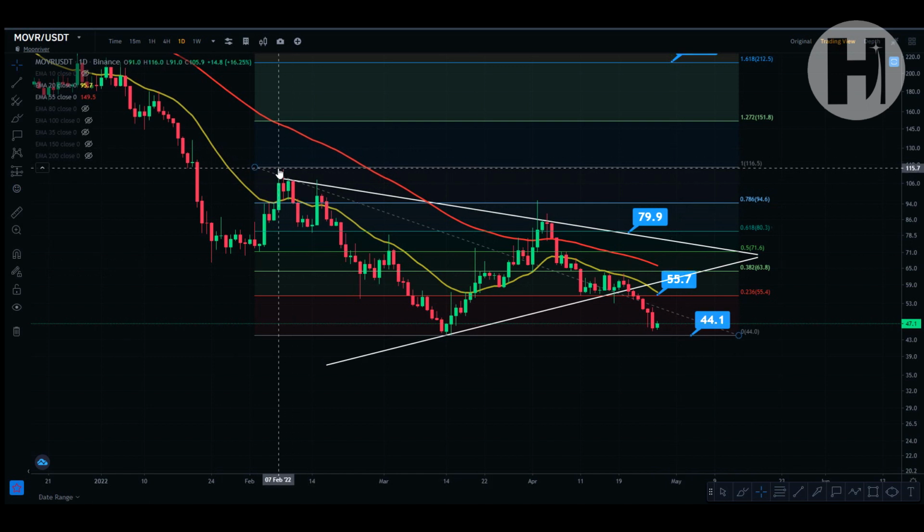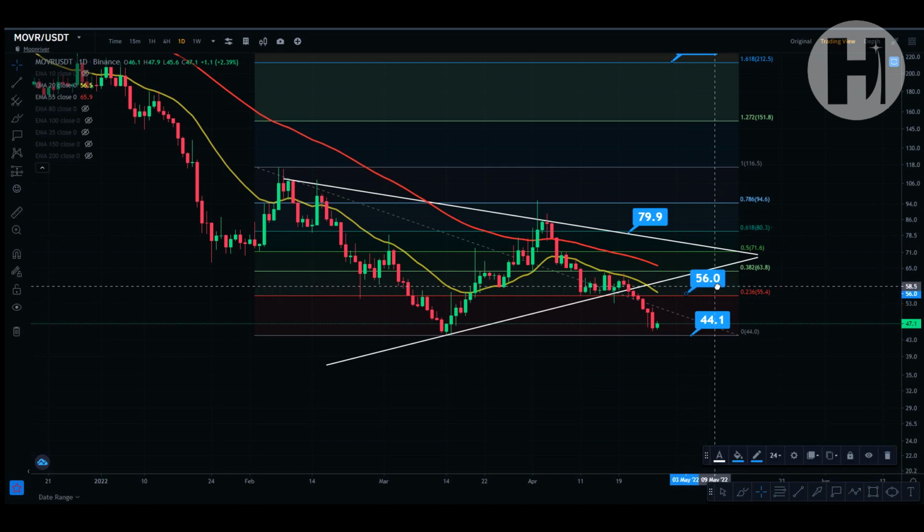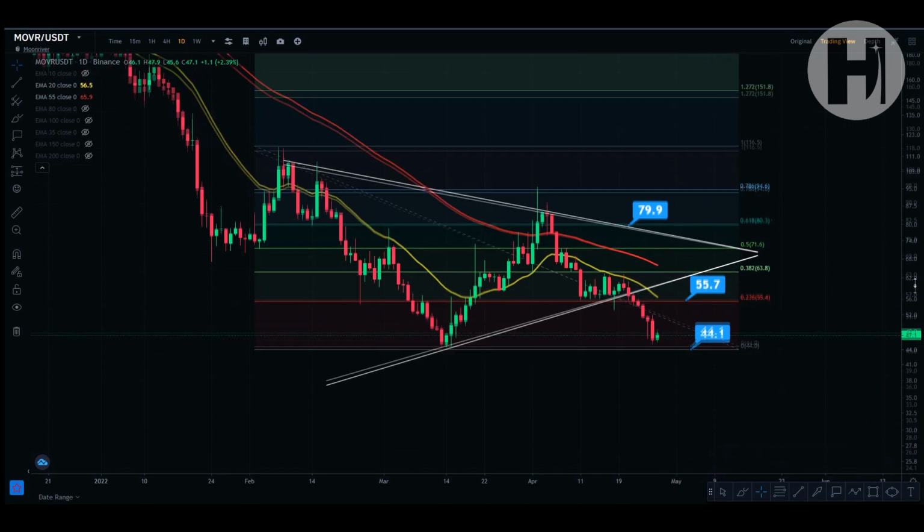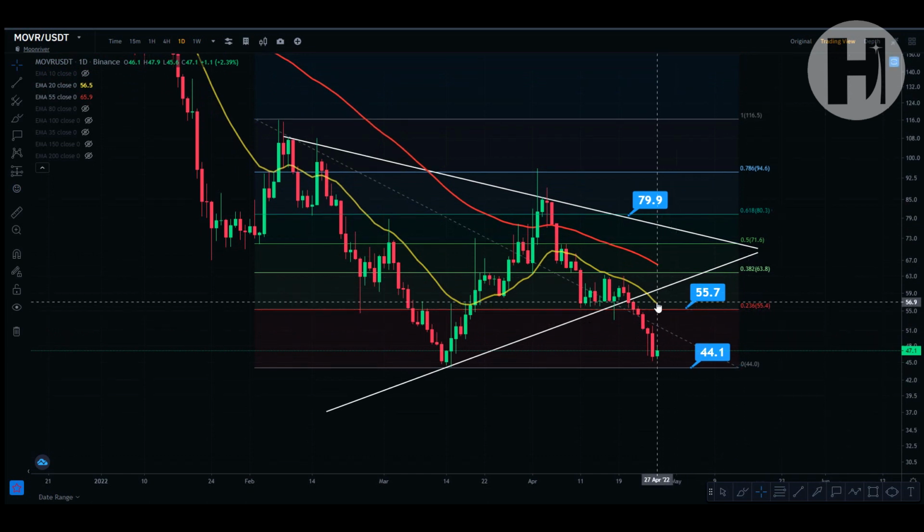So February 7th at $115 is our swing high, and right now we're sitting at $44 on March 15th. That was our swing low, and this gives us the golden ratio at $79 or almost $80 over here. And we do have a resistance level above us at $55.50, which is the 0.236, and that's where the 20 EMA currently is. So that's what we can run into, obviously, right now.